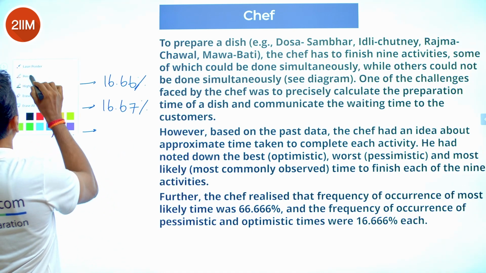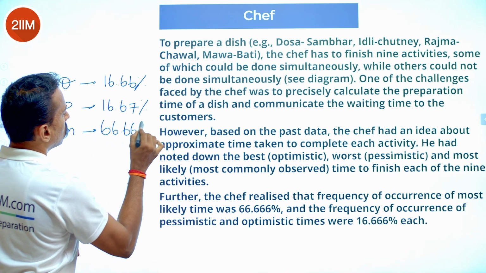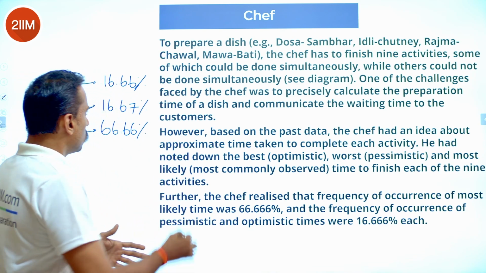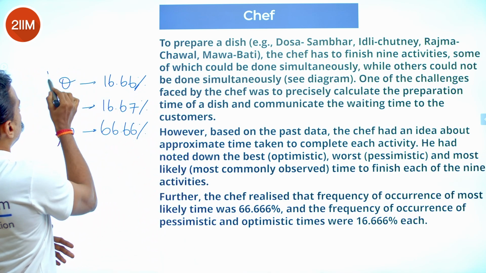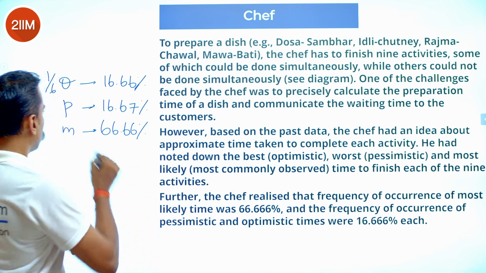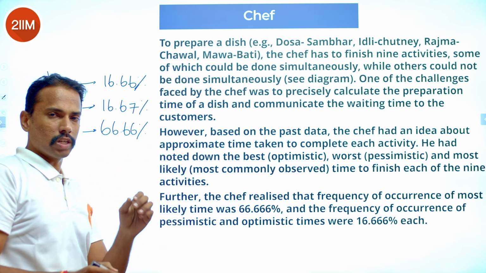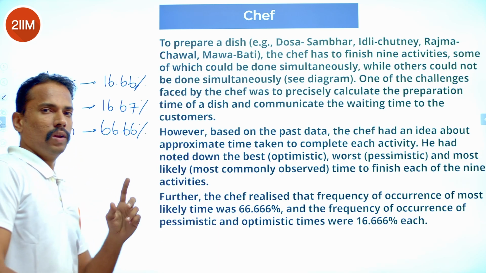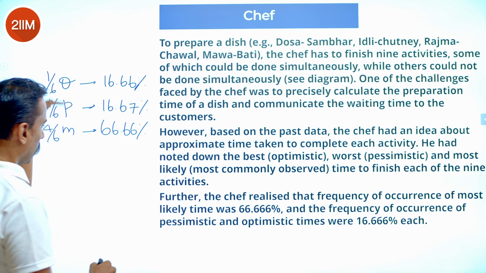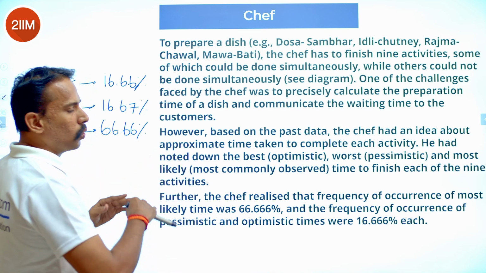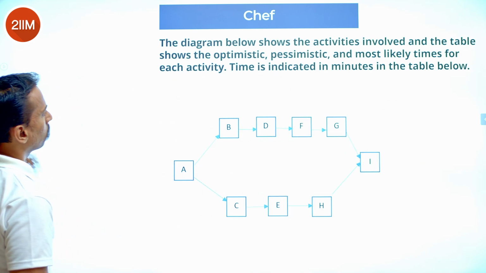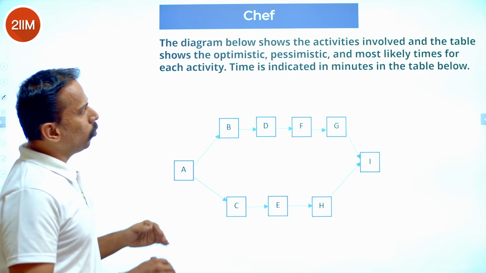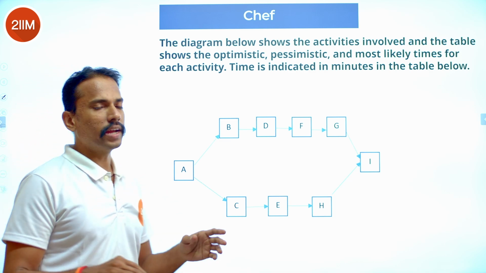If we want to express this as a fraction, it's not a big challenge for us. 16.66 is 1/6. Pessimistic is again 1/6, and this 66.66 is 2/3. 2/3 is like 4/6. So 1/6, 1/6, 4/6 will make a whole of 1. So these are the chances of occurrences. Now we'll go see about the activities in detail. The diagram below shows the activities involved, and the table shows the optimistic, pessimistic, and most likely times for each activity. The time is indicated in minutes.